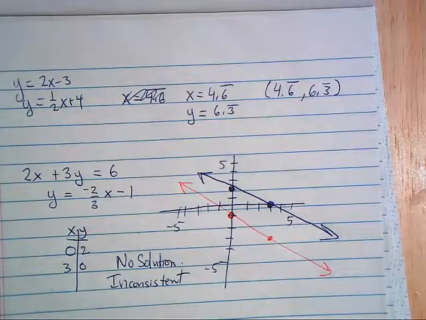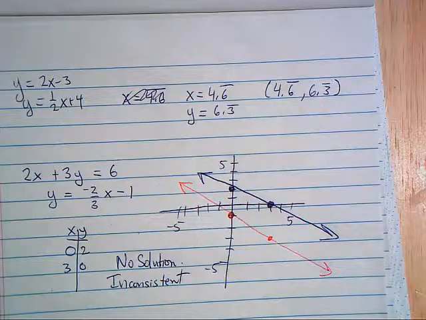Okay, so it's important to know that word inconsistent. You will see that word show up, especially if you go to do the homework out of the book or if you're doing the homework online. The directions very often will say, solve the system of equations or show that the system is inconsistent. So you need to know what inconsistent means. Inconsistent means no solution.